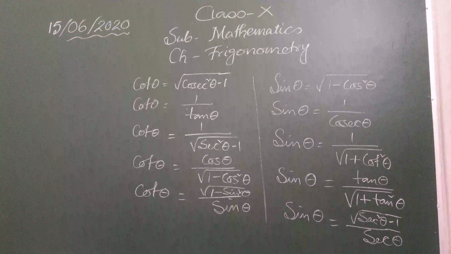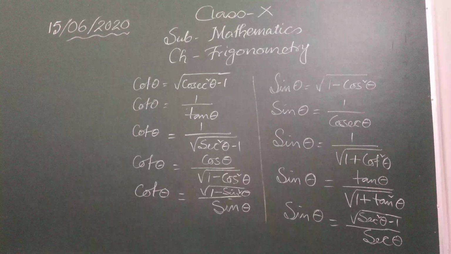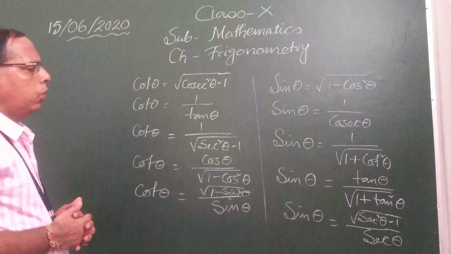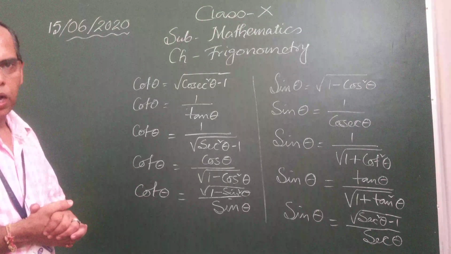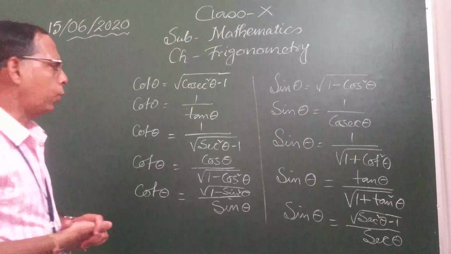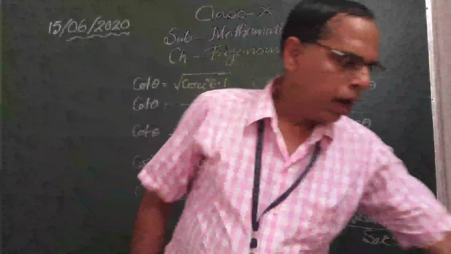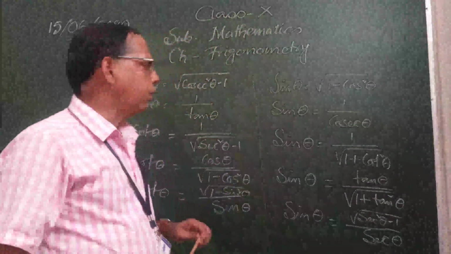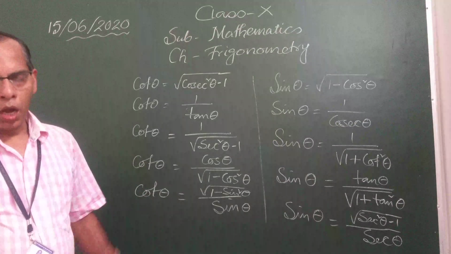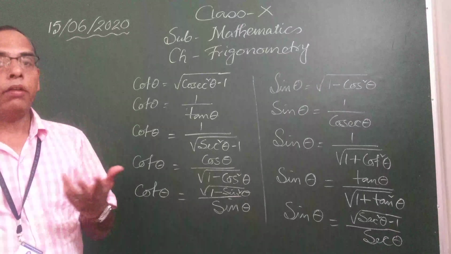As we did in our last class, we covered all the identity formulas of the chapter Trigonometry. Now once again, let us just revise, and then we will start Exercise 8.4. As you can see, I have shown how to convert one trigonometric ratio into the other five.